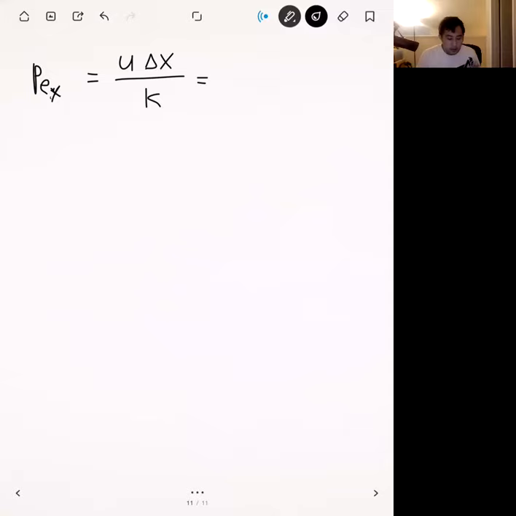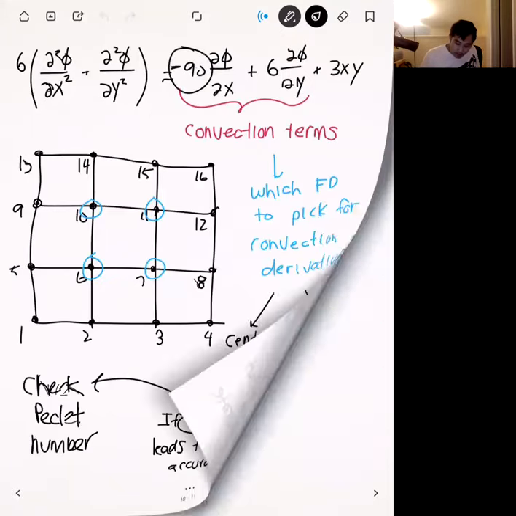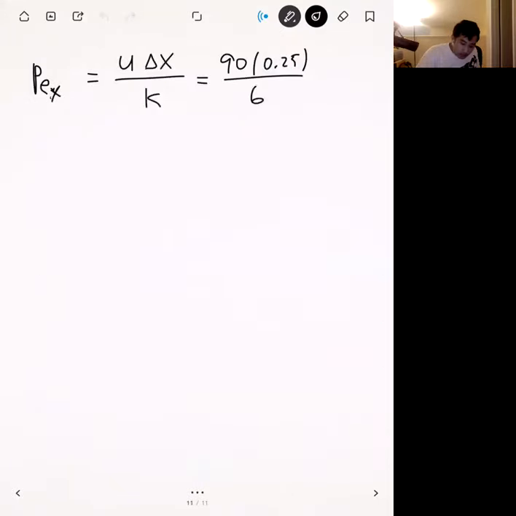And so let's go ahead and plug in the values for these from the previous page. From this equation, we can see that U here is 90, but for computing the Peclet number, you can just take the magnitude of this. And so we're going to have 90. Our grid spacing here, since we're working on the same example as last time, is 0.25. And then our diffusion coefficient here is 6. And so we compute this out: 90 times 0.25, divided by 6. And what we get is 3.75.